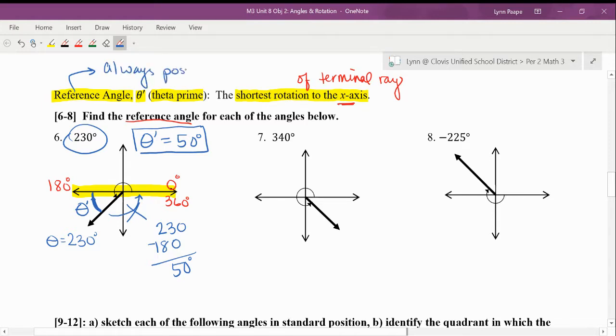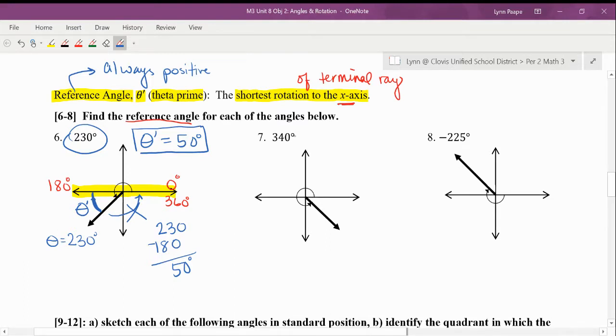So we look at it as a distance, right? Because we want to know the shortest rotation. And so we look at it as a distance, which means we just want the positive value. So oftentimes when we're talking about distances or side lengths of a triangle, we always use positive values. Reference angles, always positive. Rotated angles can be negative, but reference angles have to be positive.